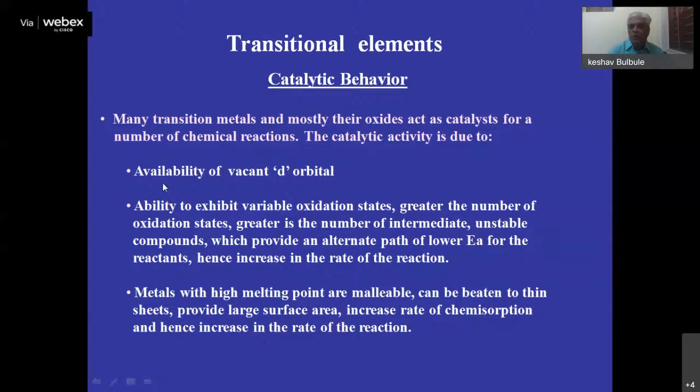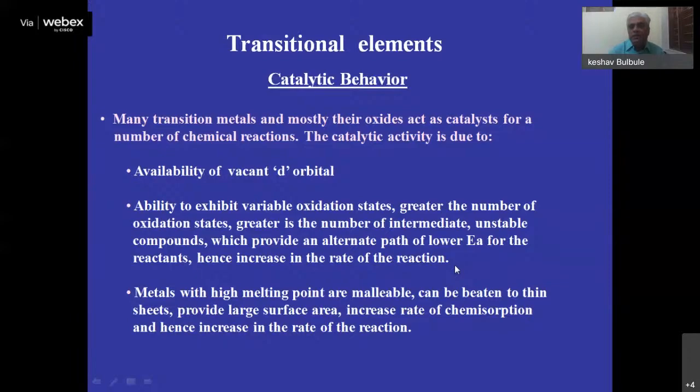This is because they have incompletely filled D orbitals available, and the ability to exhibit variable oxidation states. The greater the number of oxidation states, the greater is the number of intermediate, unstable, very important compounds, which provide an alternate path of lower activation energy for the reactants, hence increasing the rate of the reaction.